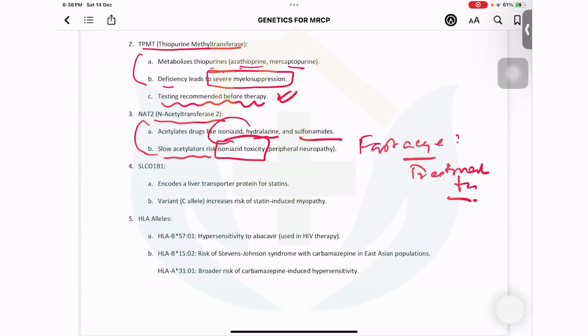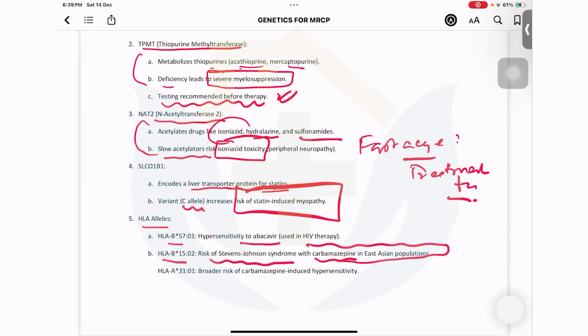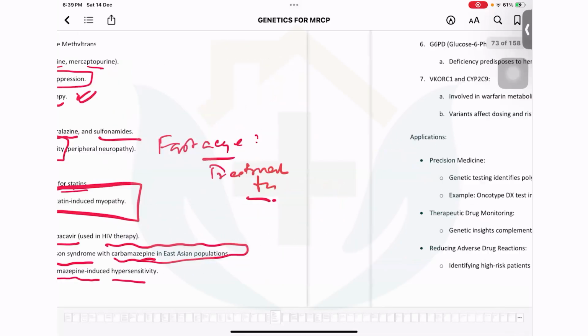Same way, SLCO1B1 encodes a liver transport protein for statins, and people with the C allele have a high risk of statin-induced myopathy. Then HLA alleles: we remember HLA-B57 will give hypersensitivity to abacavir. HLA-B15 risks Stevens-Johnson with carbamazepine. Carbamazepine is notoriously associated with Stevens-Johnson syndrome, but it is the HLA-B association which leads to this. And HLA-A31 carries a broader risk of carbamazepine-induced anaphylaxis also.